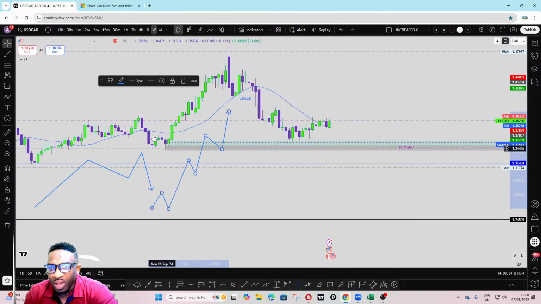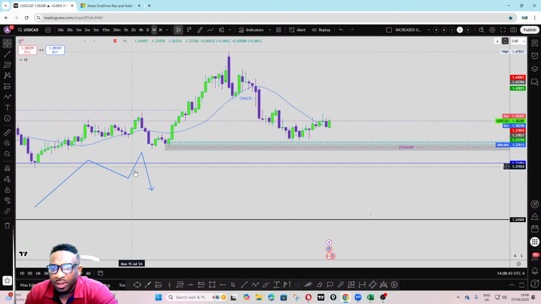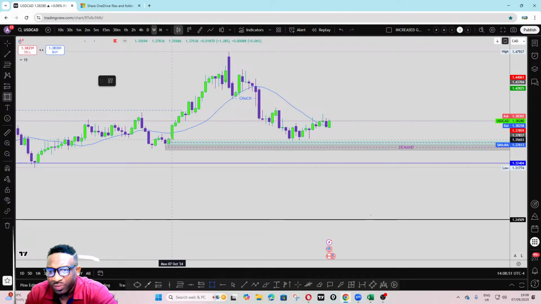As we broke structure here, we expect price to come back to fill this imbalance that was created here. Oops, let's take this out. The imbalance that was created there. As I said, this is a weekly time frame, so we have imbalances that were created here as price made its way up. That's what price has done, come back to fill this imbalance here, tapping into the demand area as well.